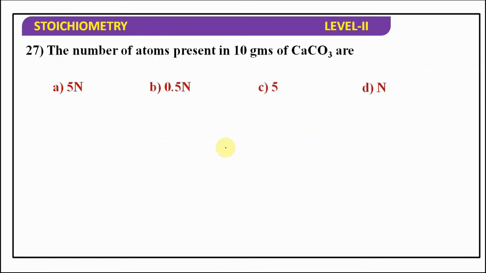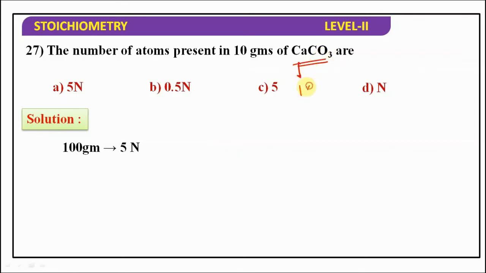the number of atoms present in 10 gram of CaCO3. How many atoms are there? 1 calcium, 1 carbon, 3 oxygen. So 5 into Avogadro number of atoms are there in how much? 100 grams. Calcium carbonate molecular weight is 100 grams, so that is 1 mole. That 1 mole consists of 5 into Avogadro number. 100 gram has become 10 gram.